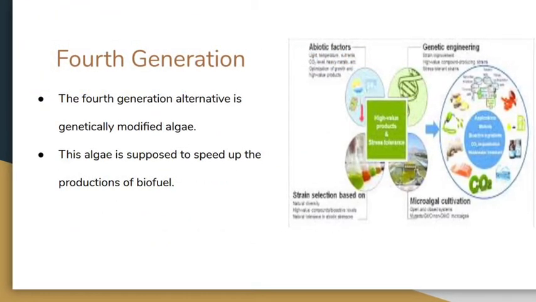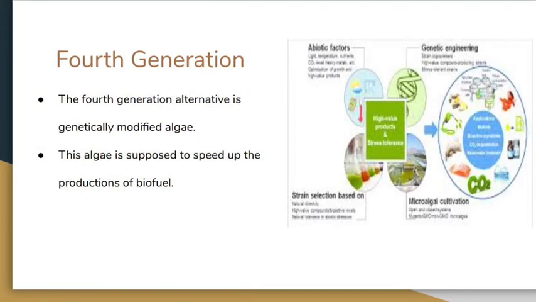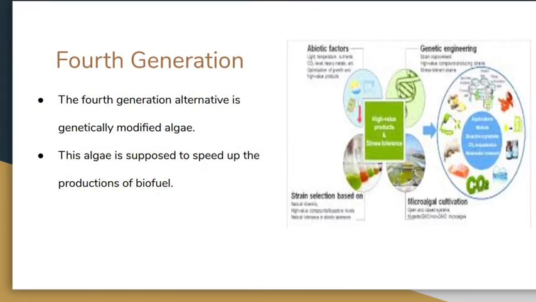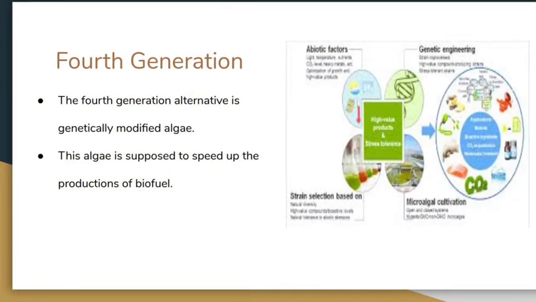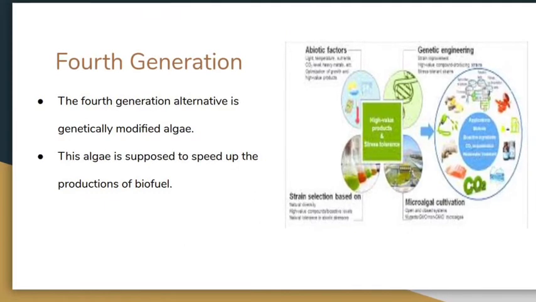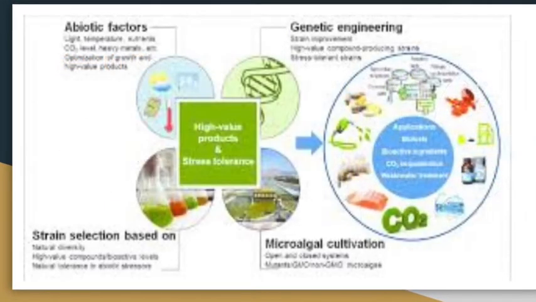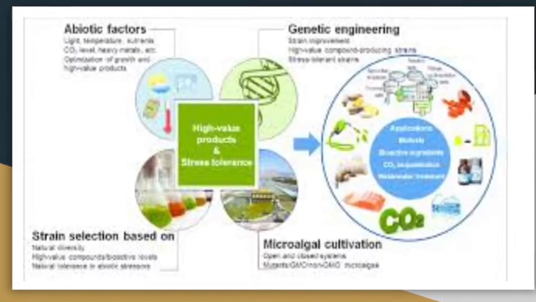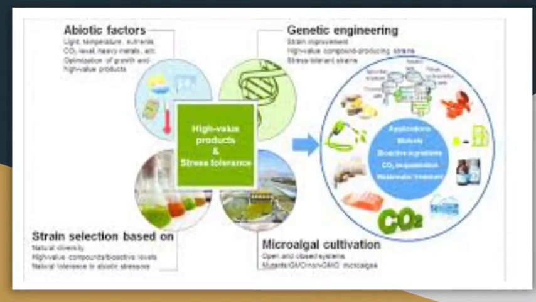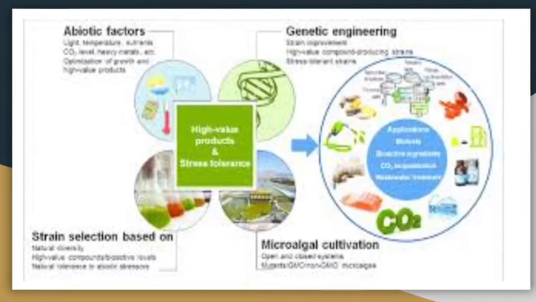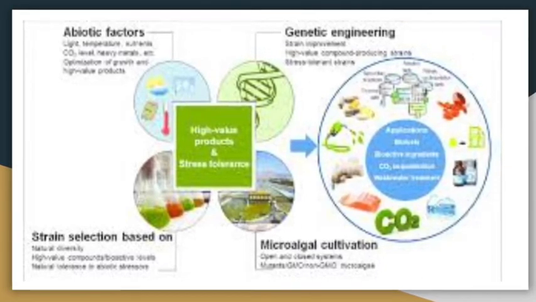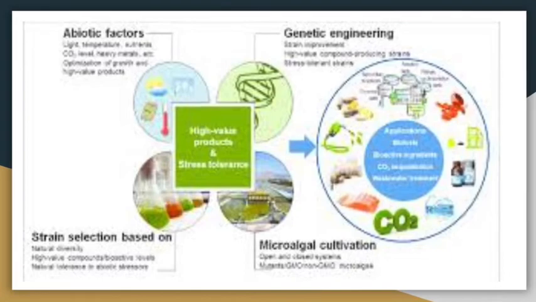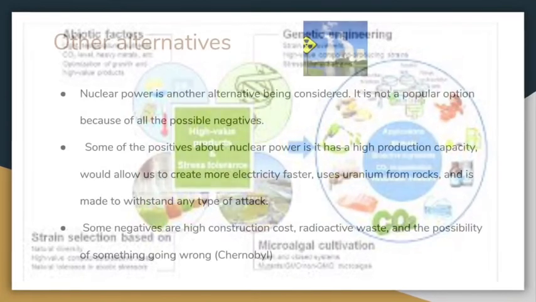Fourth generation. The fourth generation alternative is genetically modified algae. This algae is supposed to speed up the production of biofuel. Here is a diagram showing all the positives about the genetically modified algae.